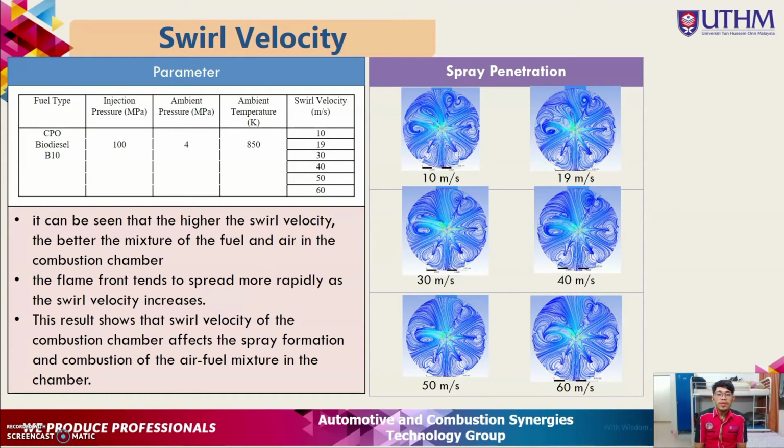We can see from the right picture that the flame tends to spread more rapidly as the swirl velocity increases. So, this result shows that the swirl velocity of the combustion chamber affects the spray formation and combustion of the air-fuel mixture in the combustion chamber.